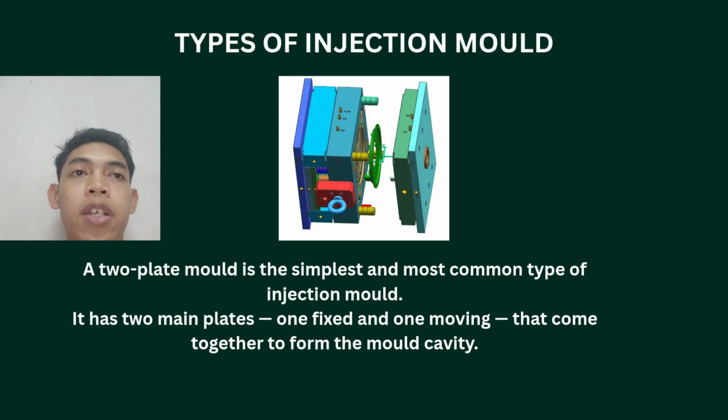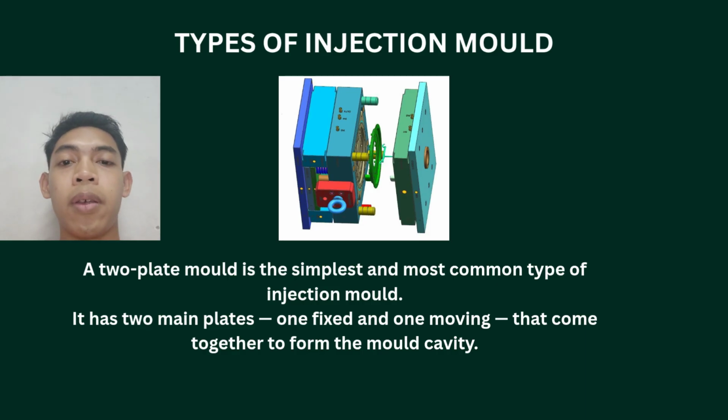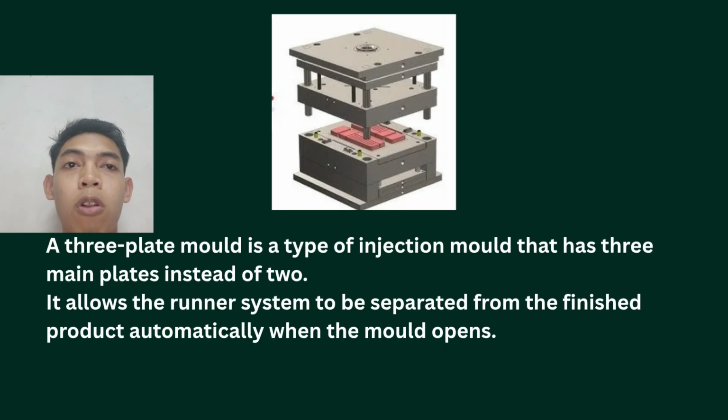Next is types of injection mold. A two-plate mold is the simplest and most common type of injection mold. It has two main plates, one fixed and one moving, that come together to form the mold cavity. A three-plate mold is a type of injection mold that has three main plates instead of two. It allows the runner system to be separated from the finished product automatically when the mold is open.